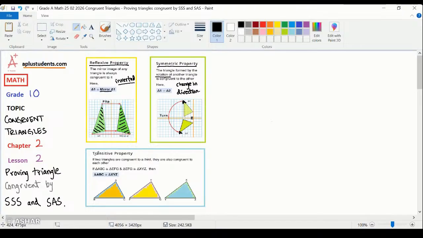The transitive property means a change in position. How do we define a change in position? Position means if you are sitting in the front of your class and you move to the back chair, you are still you. You have not changed. Even if you change the position, it would be exactly the same. So we would use these terms: reflexive, symmetric, and transitive properties.